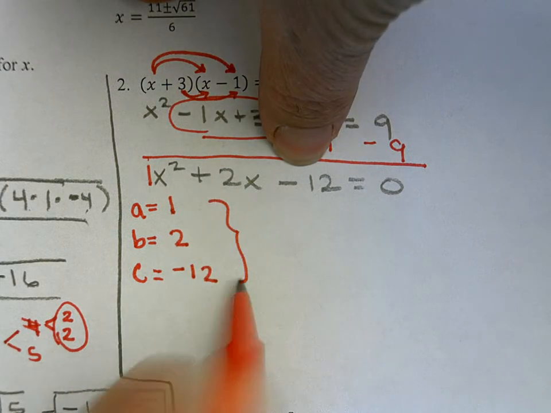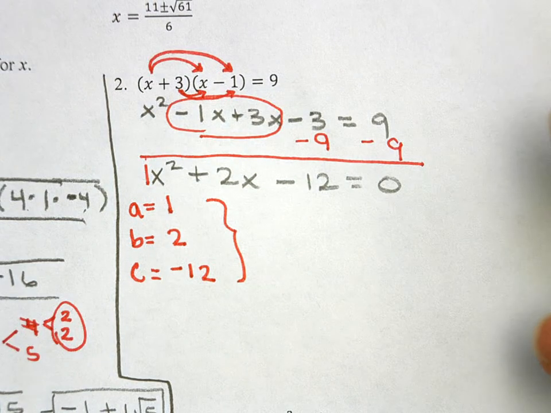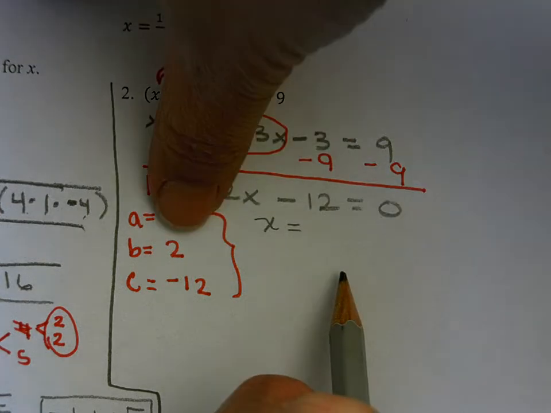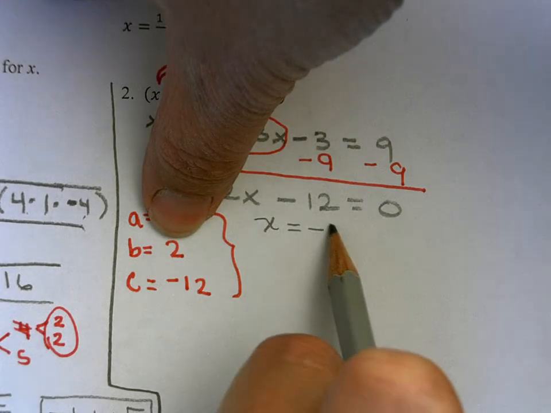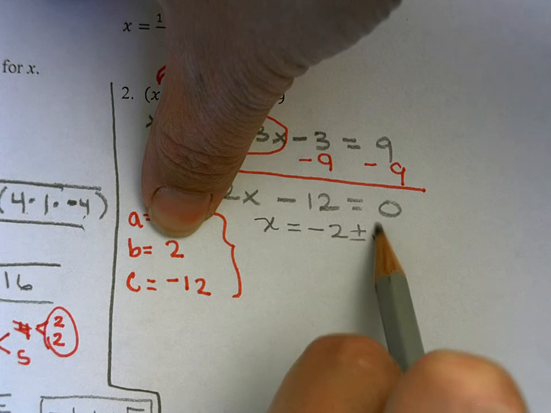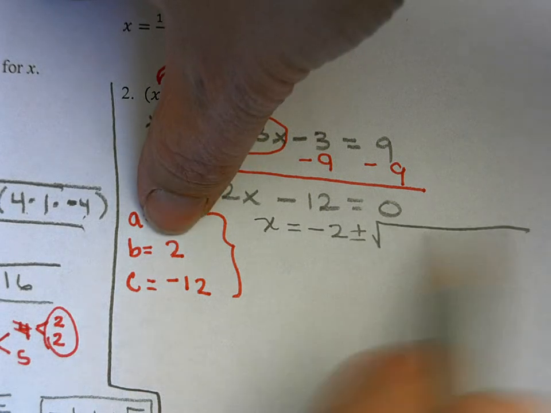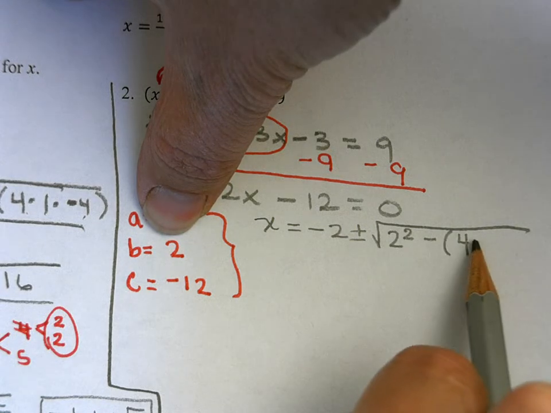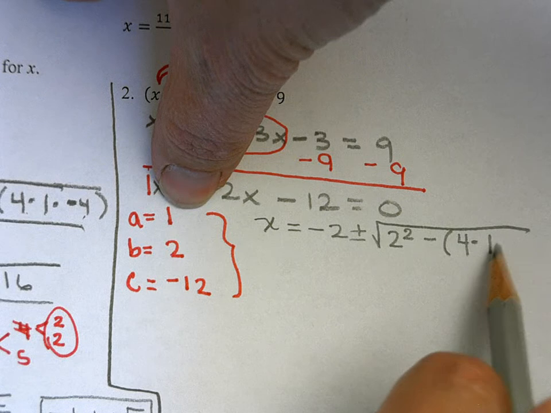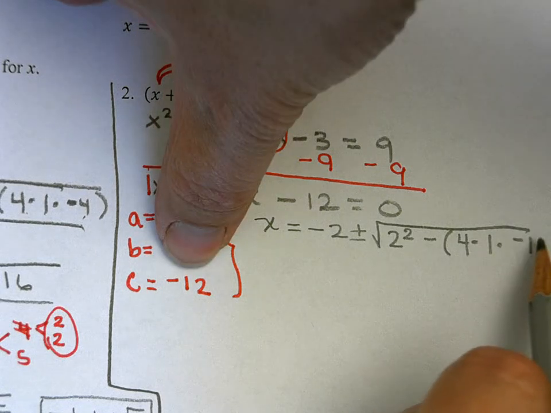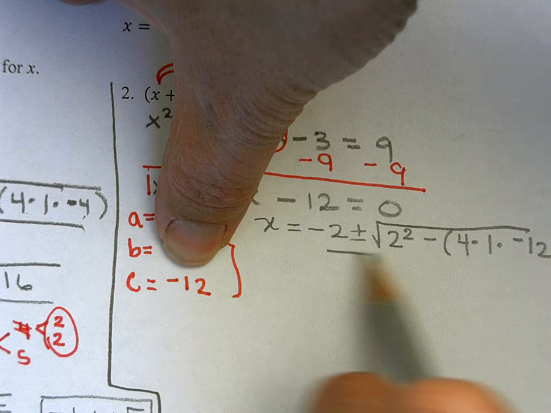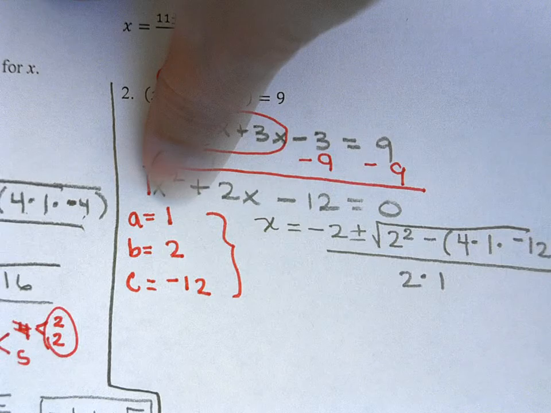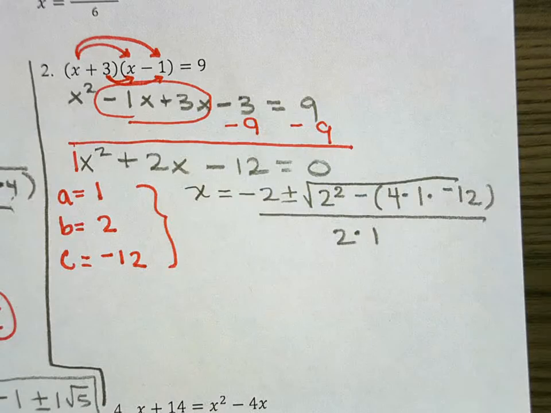And then I would go ahead and use that quadratic formula again. So I would have x equals, and then it's negative b, so opposite of b, so that would be negative 2, plus or minus the square root of b squared, so 2 squared. And then minus the group of 4, so 4 is in the equation, times A times C, which is negative 12. And then all over 2 times the value for A.